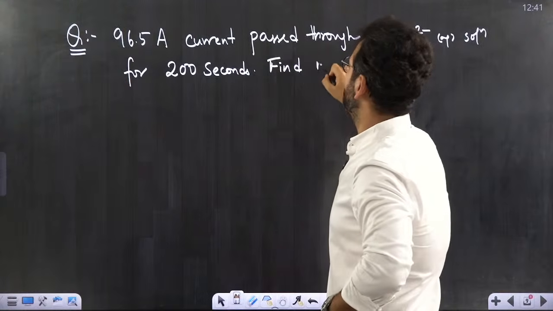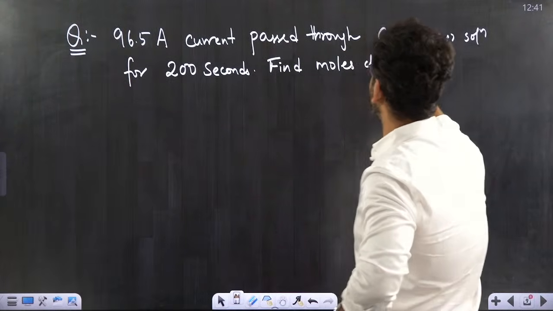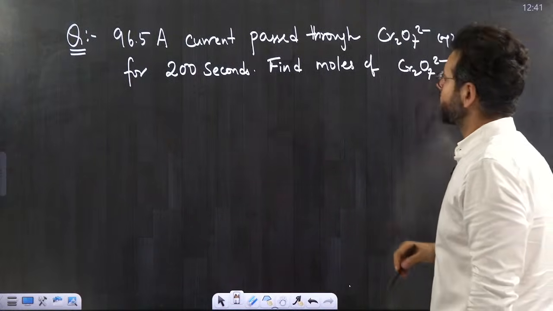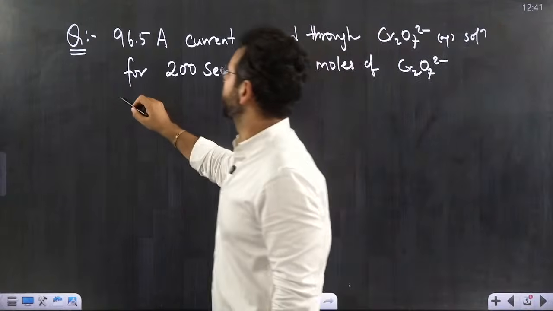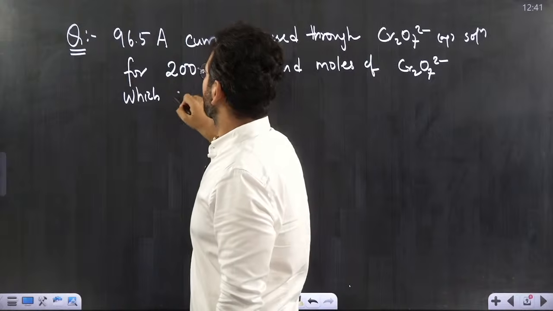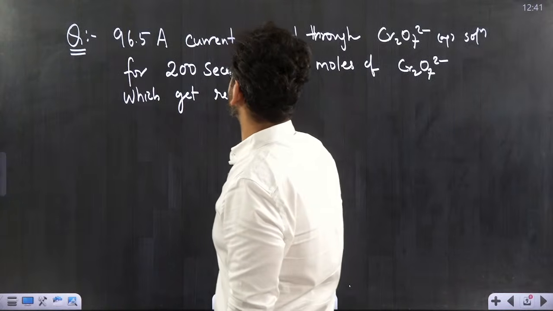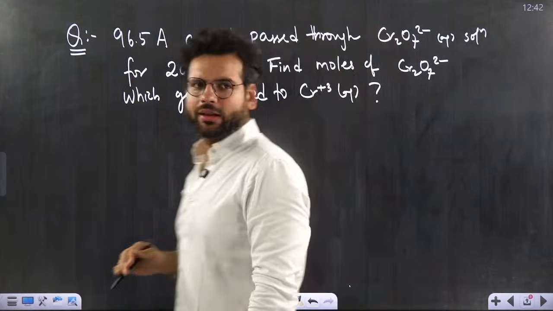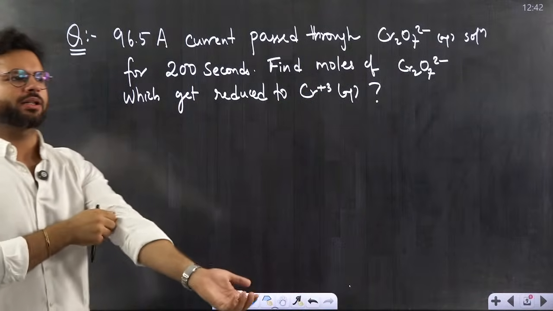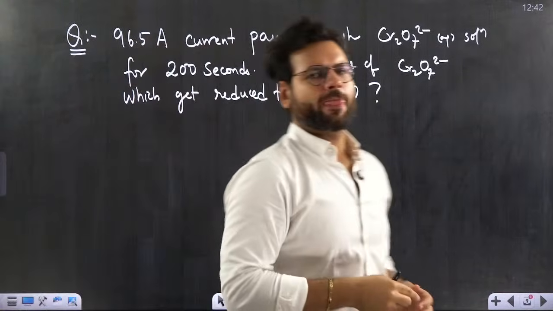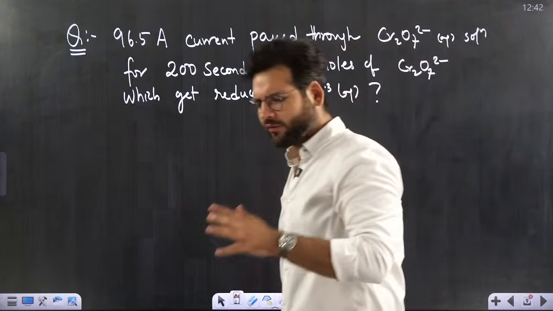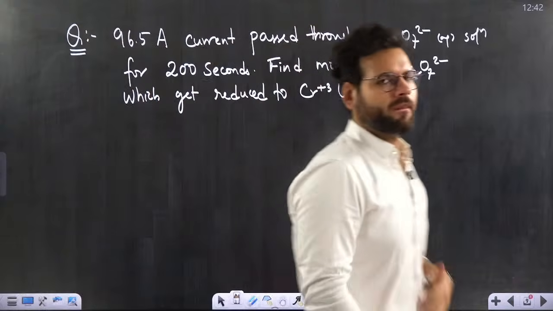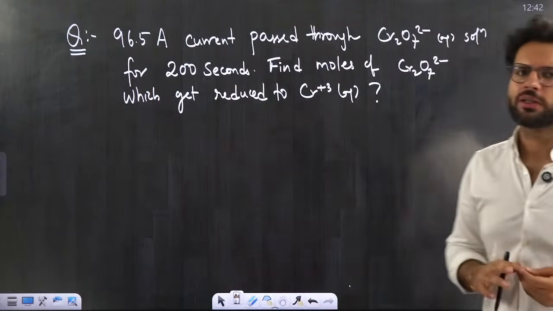Find the moles of Cr2O7 2 negative which get reduced to chromium +3 aqueous. That's correct Shalini, there is no need of any formula for this. We don't require any Faraday's law. Just a simple unitary method. Simple unitary method will be used for this as well.